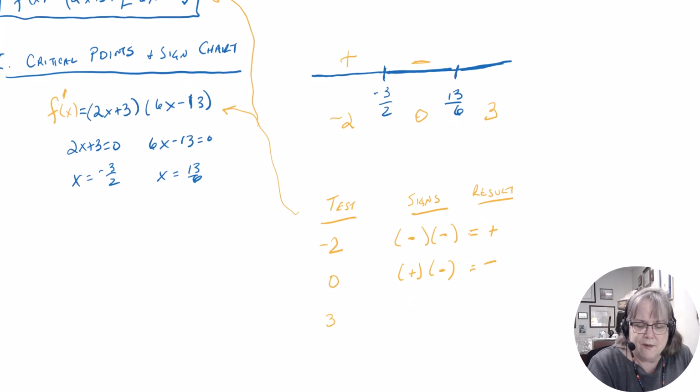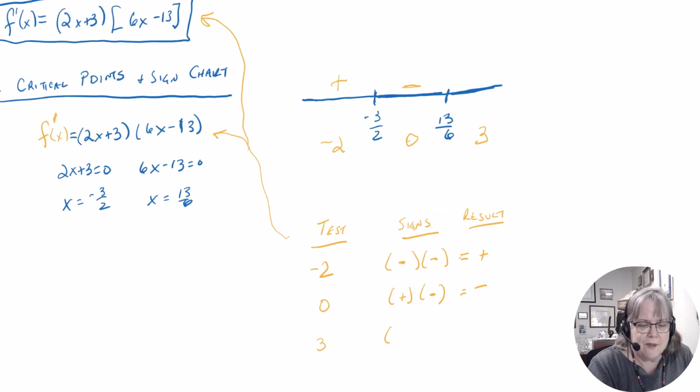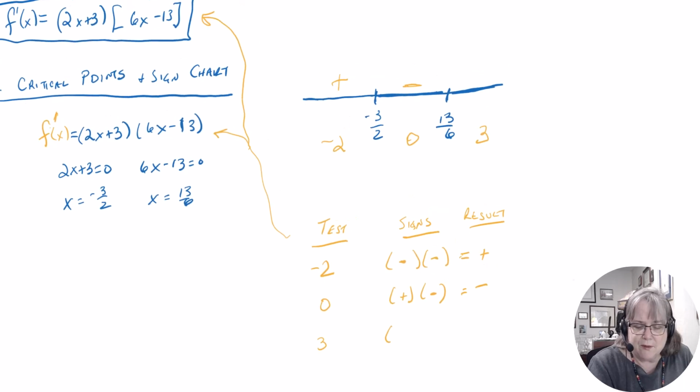And 3, 2 times 3 plus 3 is positive. And 6 times 3 minus 13 is positive, so this is positive. Because remember, we don't need a number. We just need to know if it's positive or negative. And if it's positive on the first derivative test, that says the slopes are positive. It's increasing, it's negative, it's decreasing, and then it's increasing. So if you look, you kind of have this system going on.